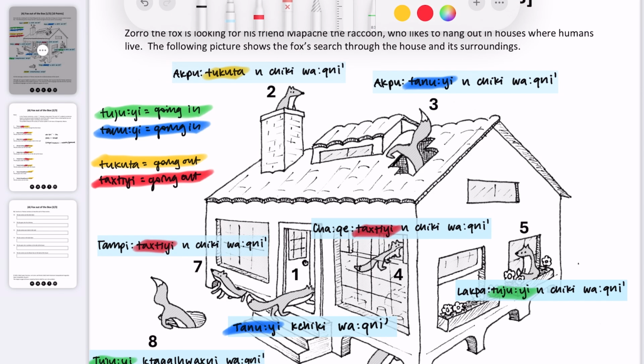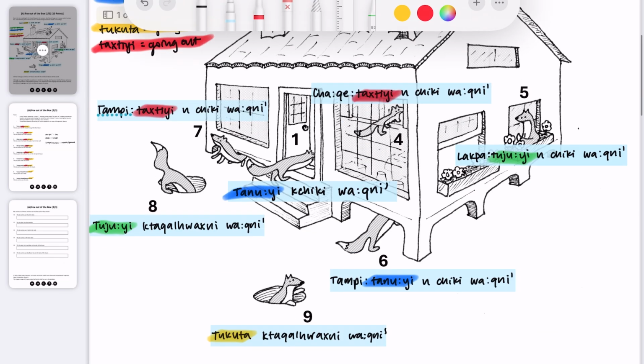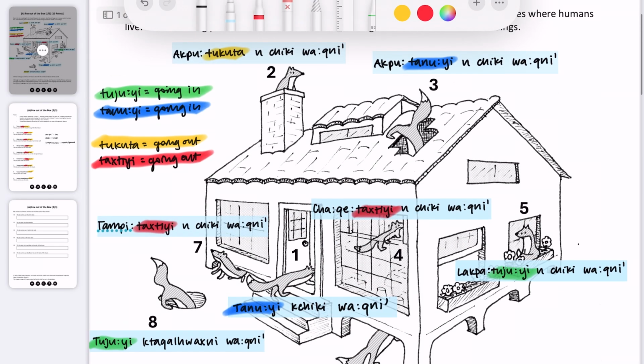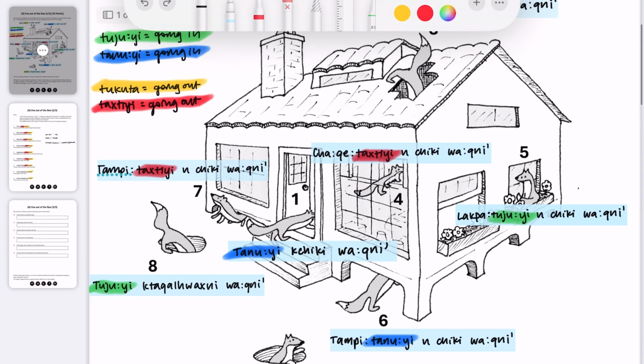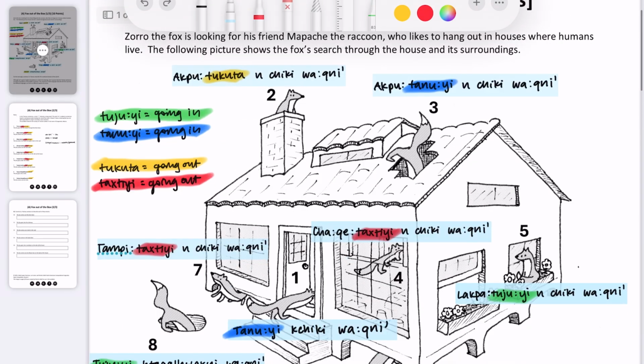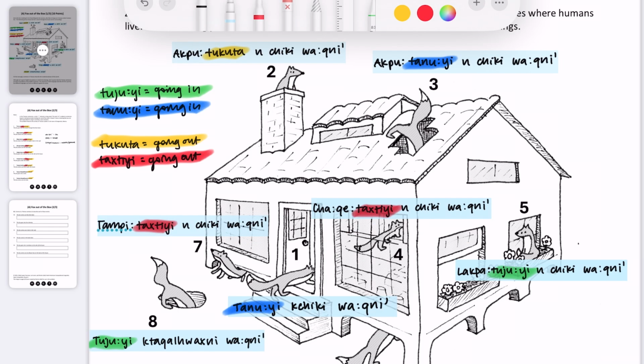Okay, so we have these words at the front that seem to mean something else that we're not really sure of yet. We have like lakpa, we have akpu. And if we just observe where the fox is in each of these scenarios, it seems like it's describing the more specific location of the fox. So for number 2 and number 3, we have akpu in both sentences, which suggests that it could mean something like on the roof or above the house. So we can add that to our word bank.